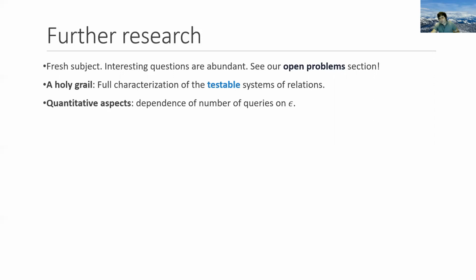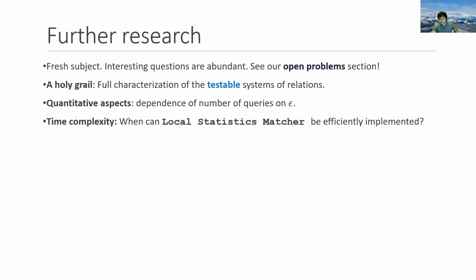Now, another natural question concerns the dependence of the number of queries on epsilon. With several exceptions, most known positive results are of the form, for every epsilon there is a k number of queries, which allows us to construct an epsilon tester, but we don't actually know what the dependence of k on epsilon is, and that is something that is interesting to study.